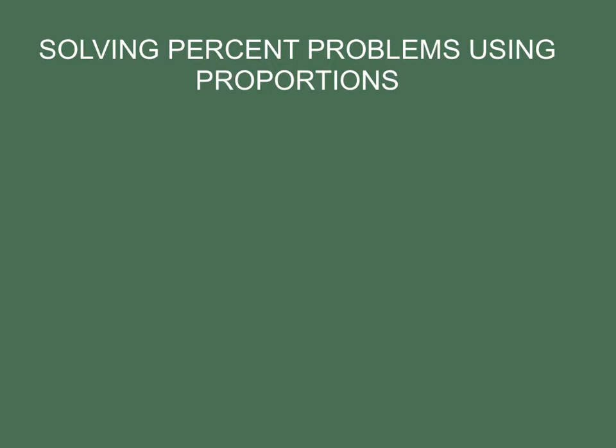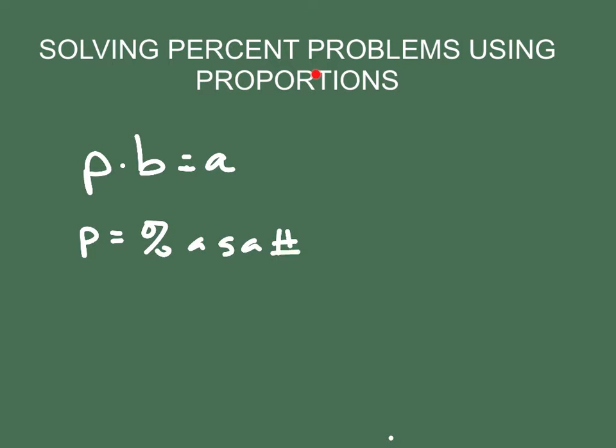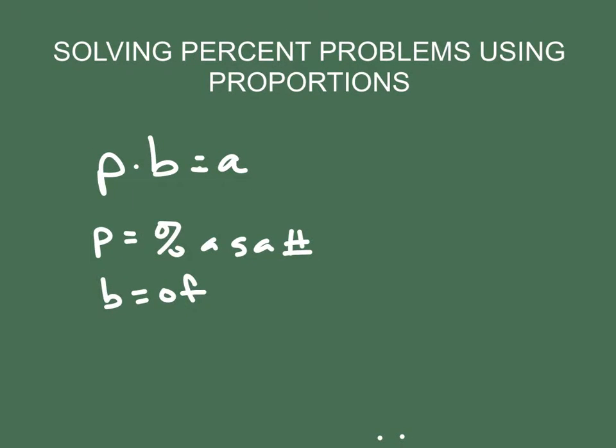Hi there. This is a video about solving percent problems using proportions. What we had done in the past is we had used the equation P times B is equal to A, where P represents your percent as a number. For B, we use the word of, and for A, we use the word is.